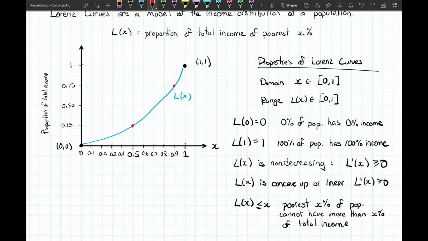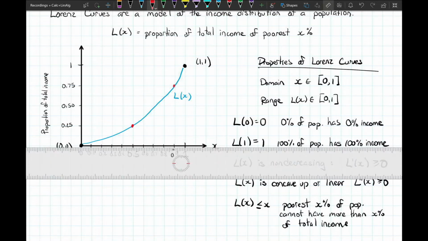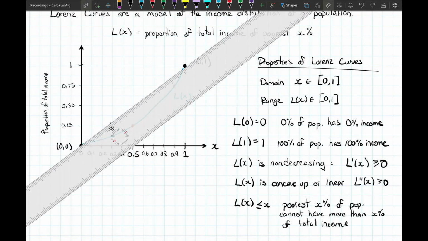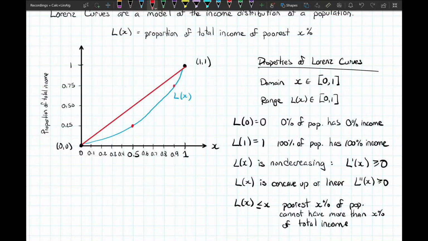If you wanted perfect equality, though, then X% of the population gets X% of the income. That would be represented by a perfectly diagonal line passing from (0, 0) to (1, 1). That red line is a Lorenz curve. It does satisfy all of these criteria. It's non-decreasing, it's concave up or linear, and L of x is equal to x, which is allowed.